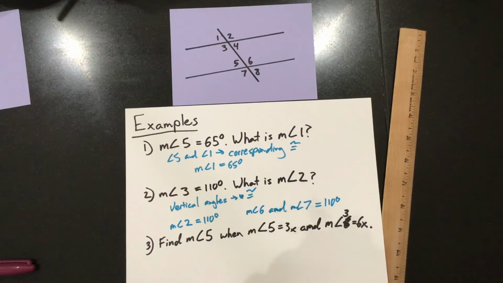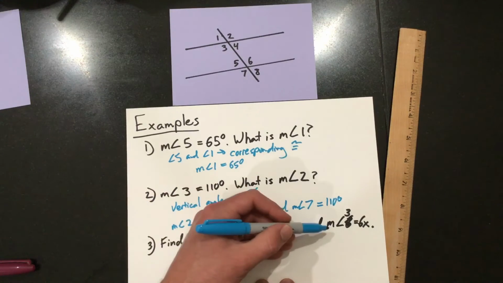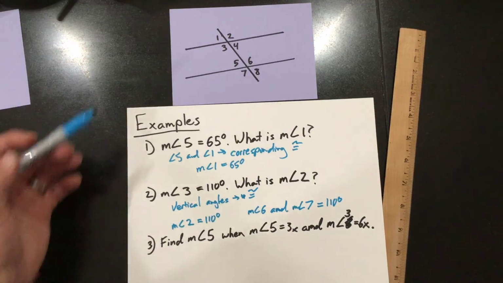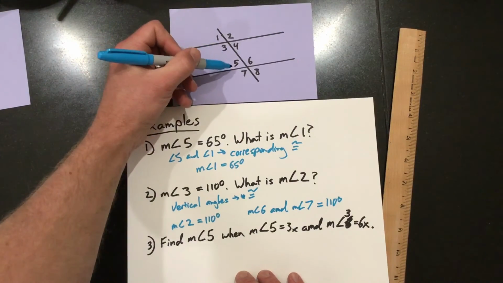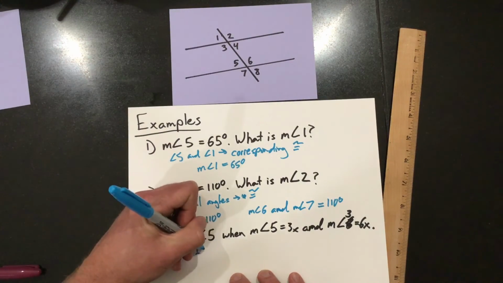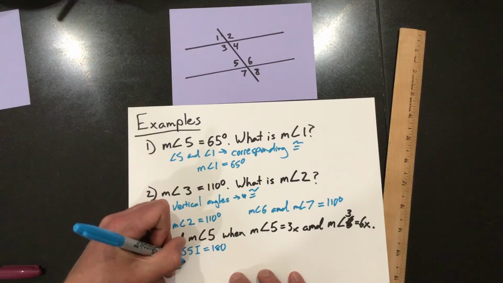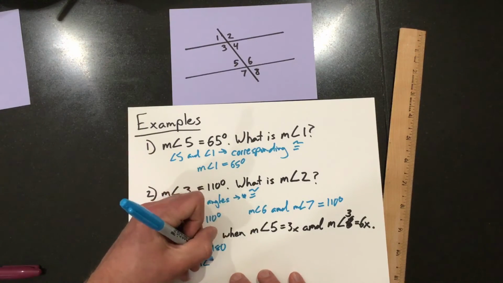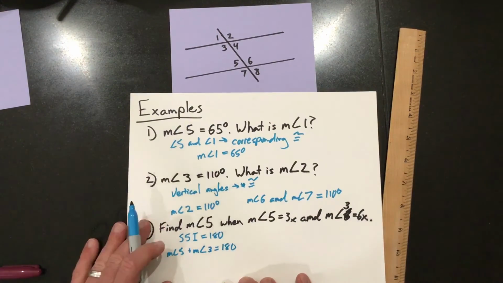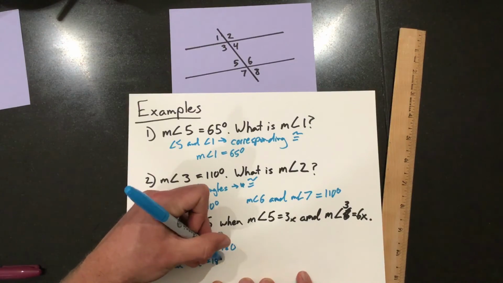Finally, number 3. Let's find the measure of angle 5 when the measure of angle 5 is 3x and the measure of angle 3 is equal to 6x. So for this one, let's take a look at where 3 and 5 are. 3 and 5 are on the interior and on the same side. So they are same side interior, which means that they have to equal 180 degrees. And so the measure of angle 5 plus the measure of angle 3 has to equal 180. I will now substitute these expressions I was given, 3x and 6x. So 3x plus 6x equals 180.